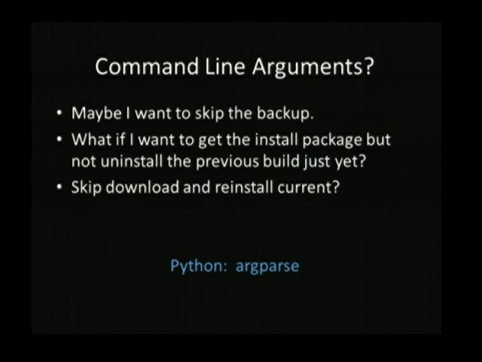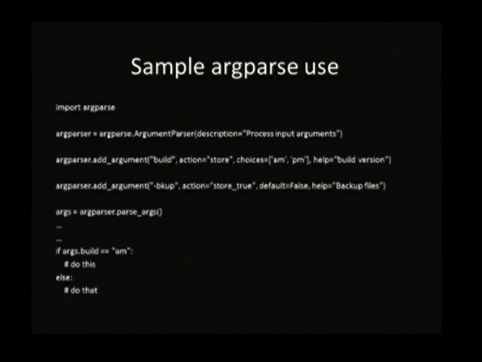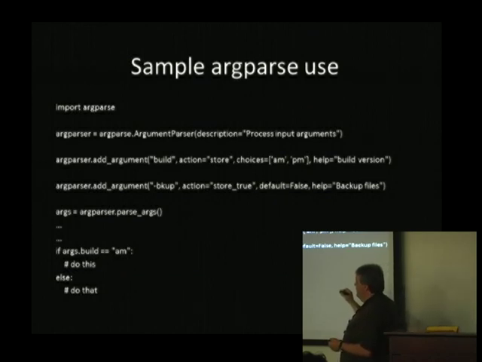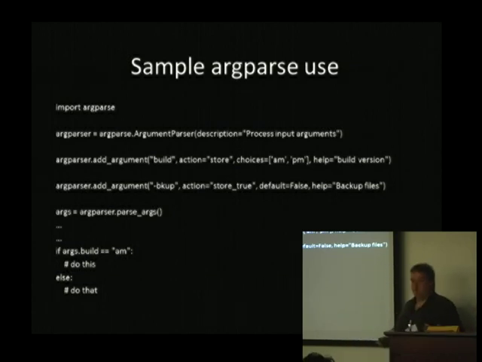Argparse is in the Python standard library. Here's an example of some argparse use. In this particular case, we import argparse. So the first thing we do to set up the argparser object is we call the module itself, and we say set up an argument parser and pass it some preliminary information to initialize it. So that initializes the argument parser. Then we go and add arguments to the argument parser. Two arguments here, we can see one's called build and the next one's called backup. The build is a mandatory argument, whereas backup with a dash is an optional argument.